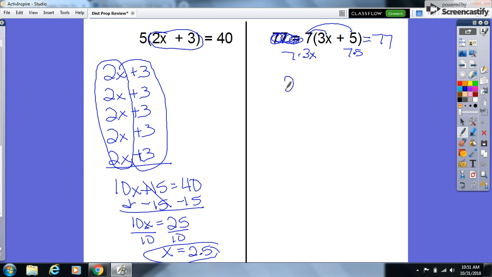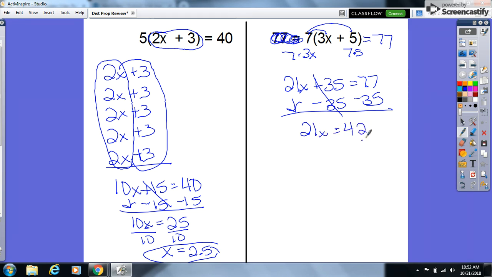7 times 3x is 21x. 7 times 5 is 35. That's going to be the same thing as 77. If I just confused you right here, spread it out the way I did like this. Okay? Two-step equation now. Subtract 35 from both sides. 21x equals 42. Divide by 21. X equals 2.